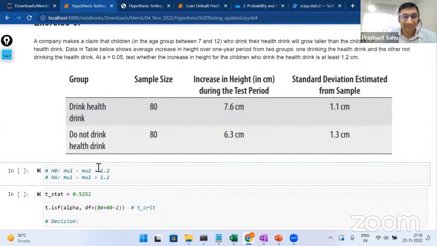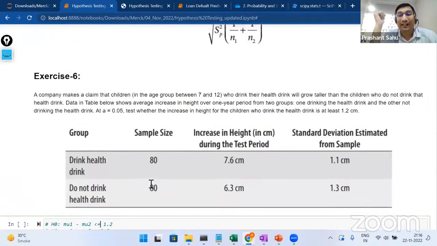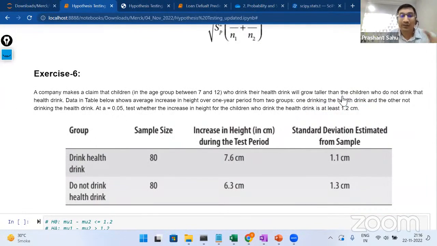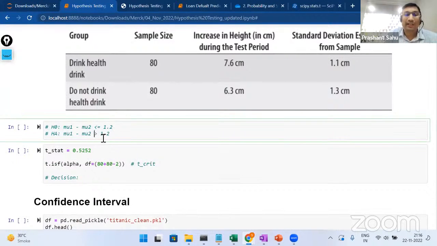Okay, good. Everyone would agree? That difference has to exceed 1.2 centimeter. That is the main point. It has to be at least 1.2, so it has to exceed. At least means it has to exceed. So is it a left tail test or a right tail test? Once again, it's a right tail test.